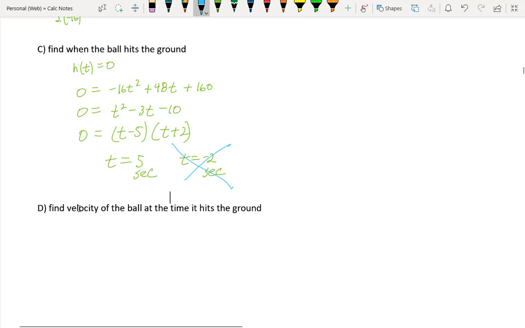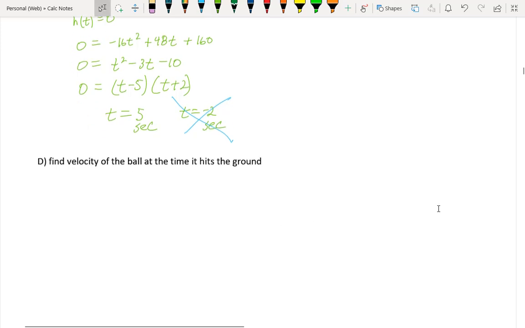All right? And then it says find the velocity of the ball at the time it hits the ground. Well, what does that mean? It means find the instantaneous velocity. Find me v of 5. Well, we have a velocity function up top in part B. It was v of t equals negative 32t plus 48. So I need to find the velocity at 5. Let's see how fast this thing was traveling. So we want to do v of 5. That's going to equal negative 32 times 5 plus 48.